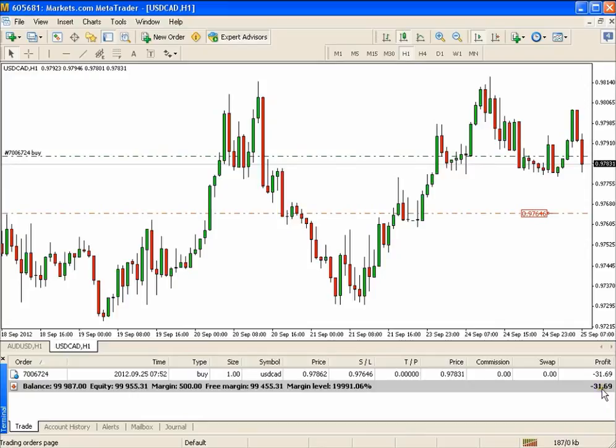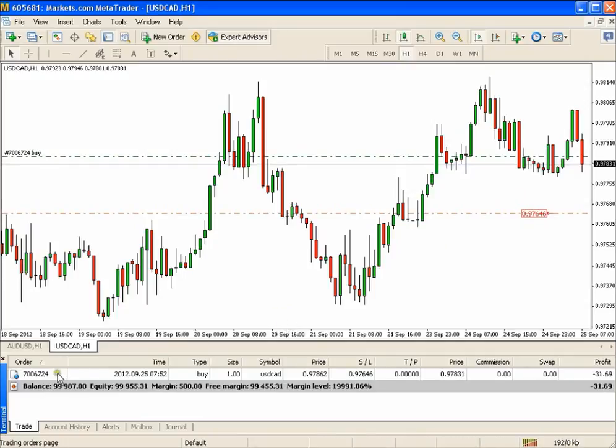Now we entered a lot size of 1, so we're exposing ourselves $100,000 to the market. So immediately you can already see that we are down by minus $31. You will always start off a trade in negative immediately. This is your spread that you're working on. So you have to pay for your spread up front. But it's a good thing because it means that when your trade does move into profit, you've already covered all your fees and things like that. Okay, so that's how to enter a trade instantly.